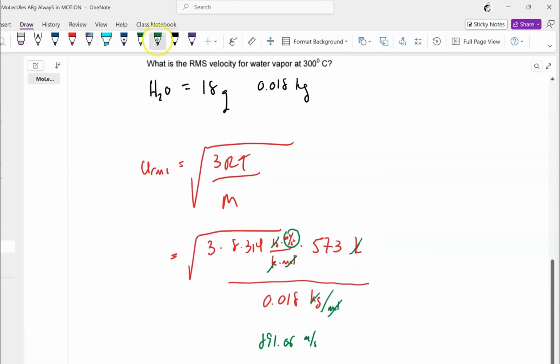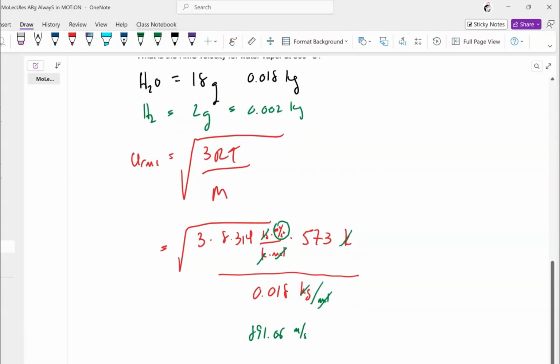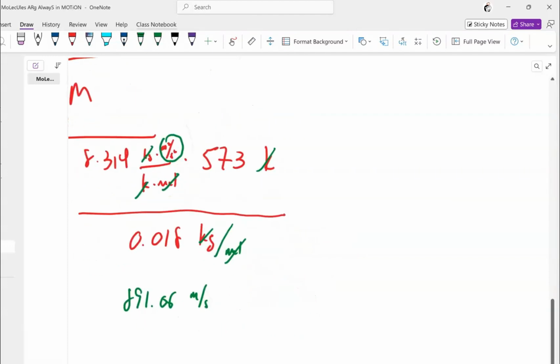But let's try that if we did it with something smaller, like hydrogen, which we know has a mass of 2 grams, otherwise known as 0.002 kilograms. We would expect this velocity to be quite a lot bigger. So let's try that over here.